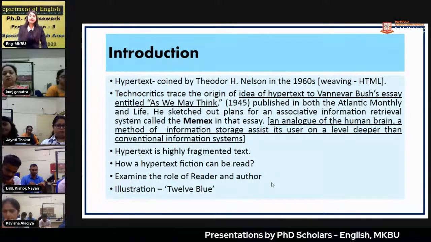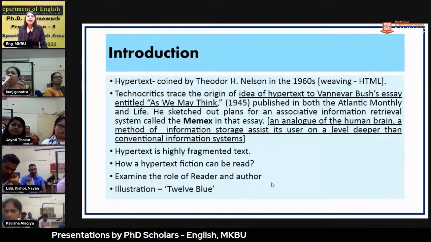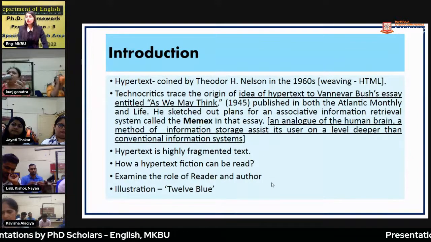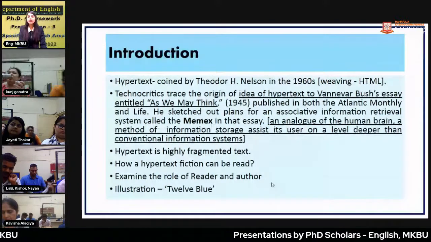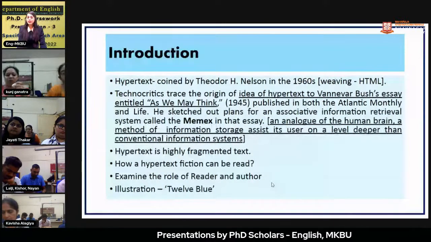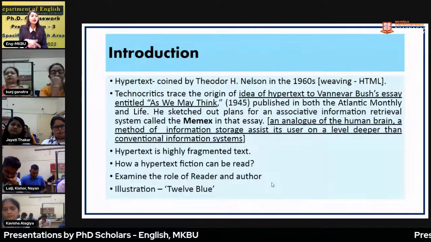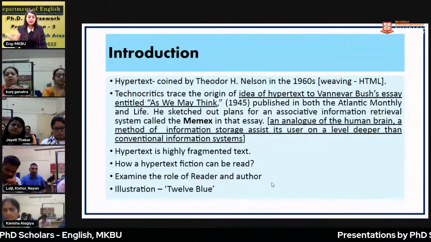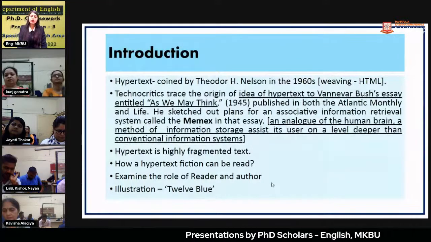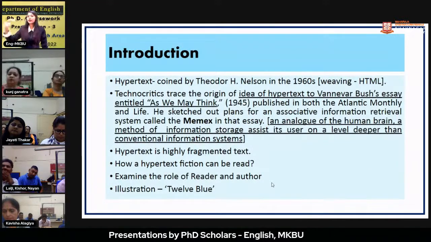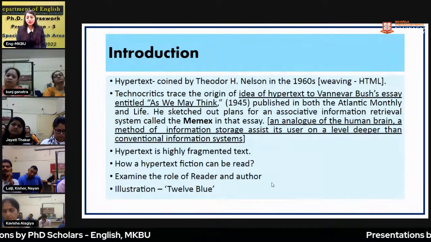So hypertext, as our brain works, is always in a fragmented manner. There is no concept of a particular specific beginning or ending. It is always fragmented. How can a hypertext fiction be read? If it is fragmented, then how can we read it as a reader? My presentation will bring light on the role of reader and author, again going to the discussion of authorship and readership with the illustration of 12 Blue.